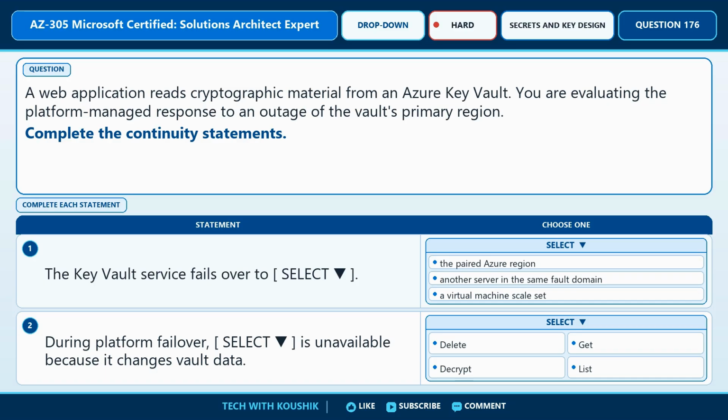Review Statement 2. During platform failover, the blank is unavailable because it changes vault data. The options for this statement are delete, get, decrypt, or list.